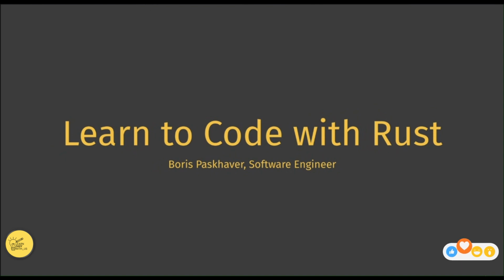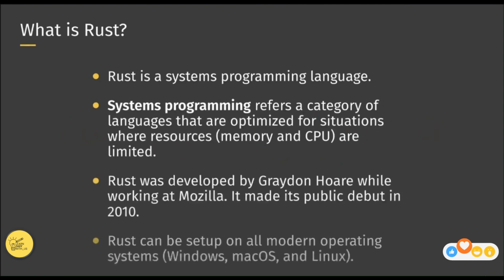I'm excited to introduce you to Rust, a fast, safe, and modern programming language that is rapidly rising in popularity. So first up, what is Rust? Rust is a systems programming language. Systems programming refers to a category of languages that are optimized for situations where resources are limited. When we refer to resources, we mean the computer's memory and CPU. We'll discuss those terms in greater depth later.